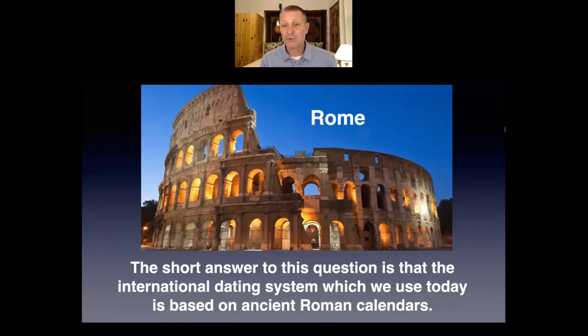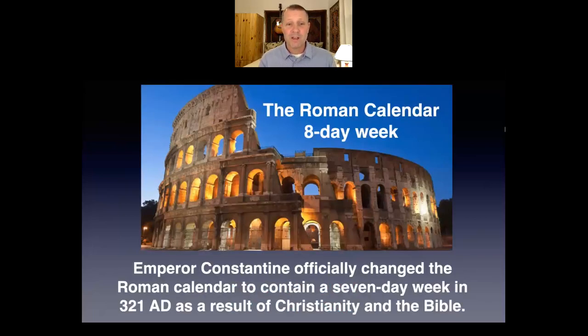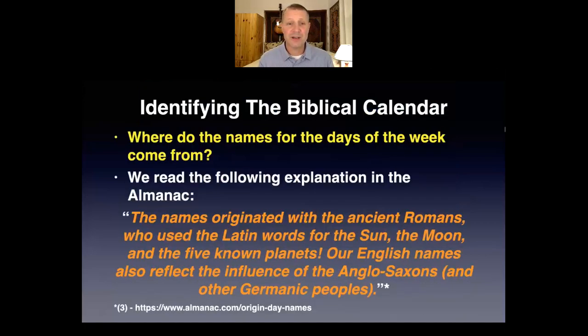on ancient Roman calendars. Now, just to make note here that the original Roman calendar had an 8-day week, as we see in the picture on the screen. Emperor Constantine officially changed the Roman calendar from an 8-day-a-week calendar to a 7-day-a-week calendar in 321 AD as a result of Christianity and the teachings in the Bible.